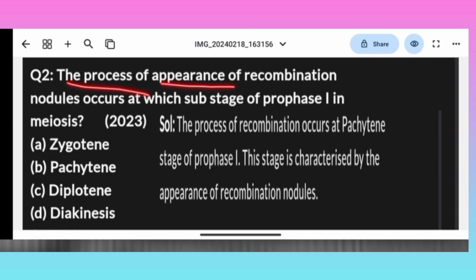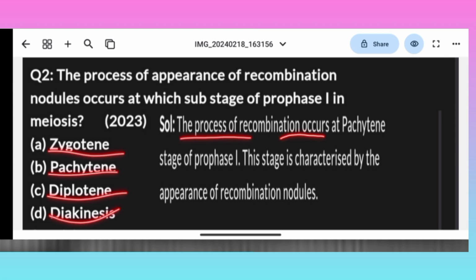The process of appearance of recombination nodules occurs at which substage of prophase 1 in meiosis? Zygotene, pachytene, diplotene, diakinesis. The process of recombination occurs at pachytene stage of prophase 1. Option B, pachytene, is the correct answer.